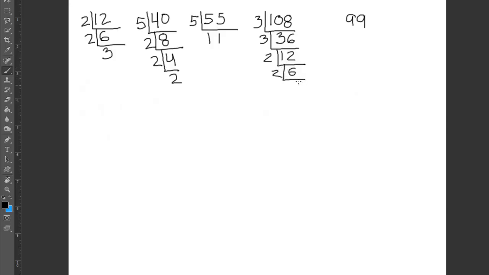And 2 goes in there. Goes into 6 three times. And you've now prime factored 108. Next, 99. It's not an even number, so you're not going to be starting off with the number 2. It is, however, divisible by 3, so I'm going to work through this one fairly quickly.